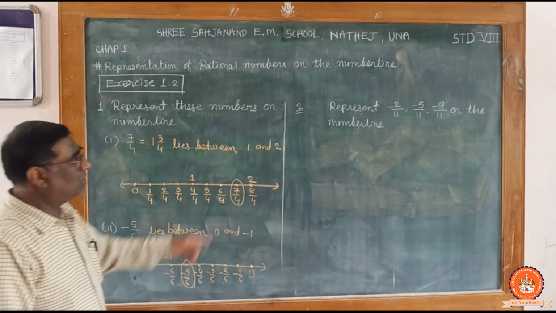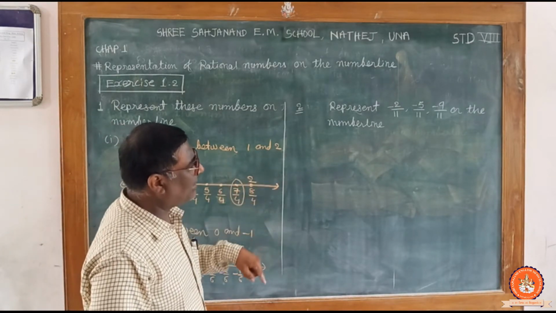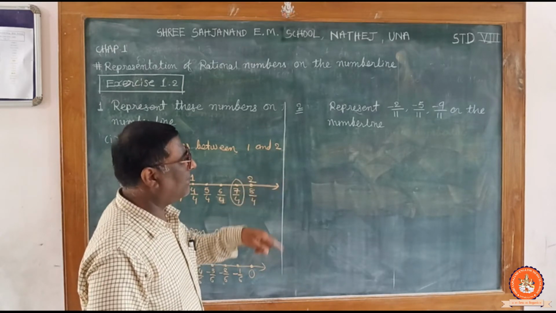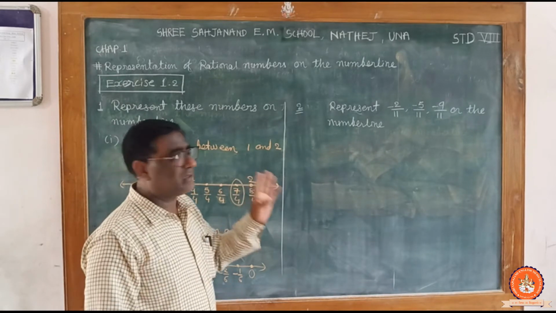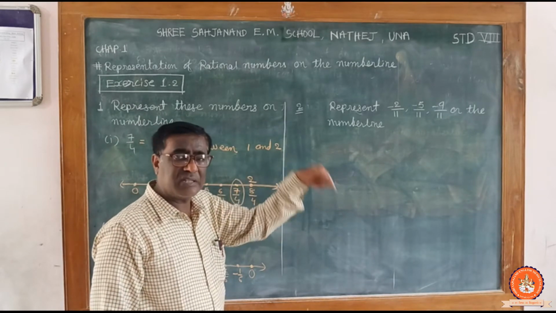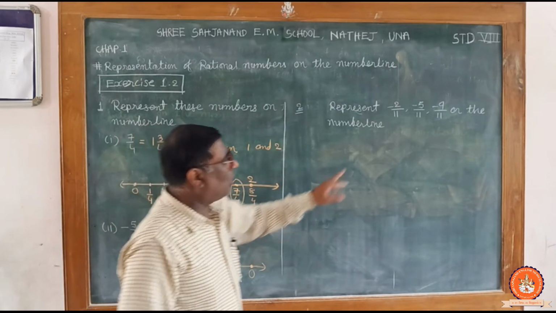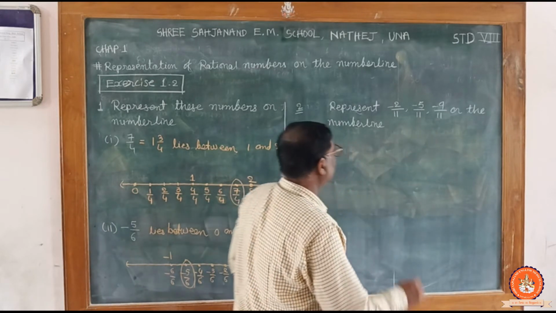Now move to question number 2. Represent -2/11, -5/11, and -9/11 on the number line. So we will represent all the 3 numbers simultaneously on the same number line. Now all the 3 are proper fractions.